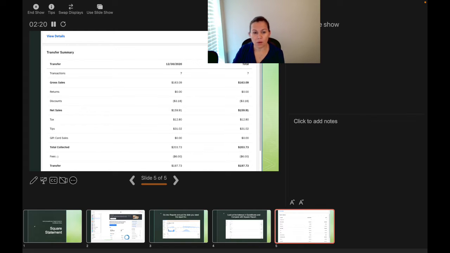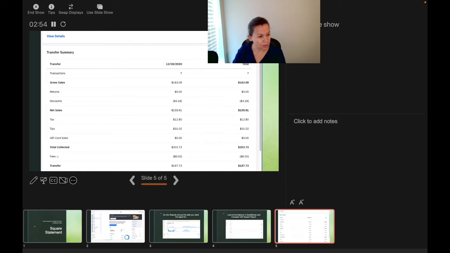All right. Okay, so we have the net sales here, and then we have sales tax, tips, and total collected, and then whatever fee Square charged you. So this is the key information, and this 197.73 should be what hit your bank account. But we need all the information here in order to input into QuickBooks Online so we can match in banking. If not, you're not going to match. You're not going to have this information in here.